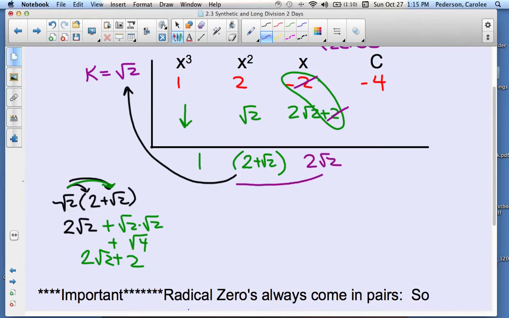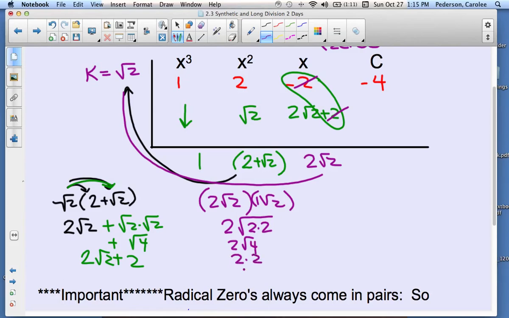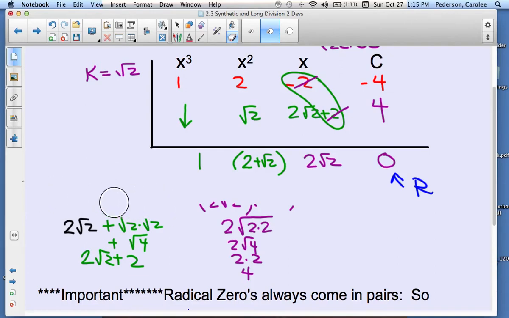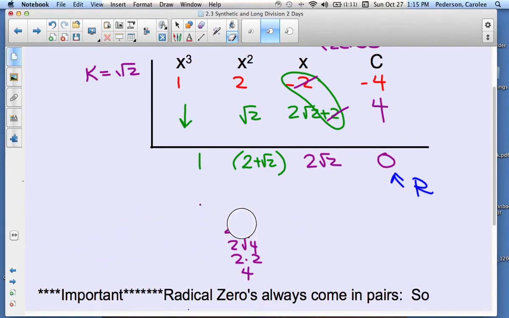Now multiply. 2 square roots of 2 times square root of 2. Be careful, you always multiply like parts together. I'm going to throw a 1 in front, 2, and then square root of 2 times square root of 2 is square root of 4, or 2. So 2 times 2 is 4. Add the column, negative 4 plus 4 is 0. The remainder is 0. Now I'm just going to erase this stuff here, just to add some room. That was kind of like my scratch paper.